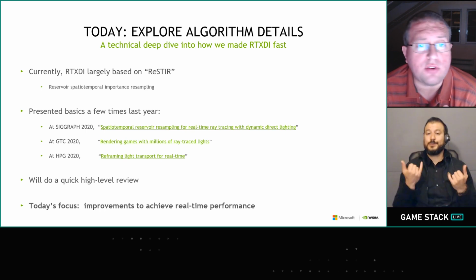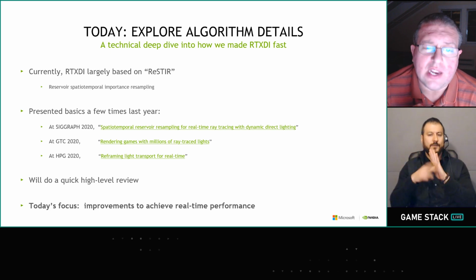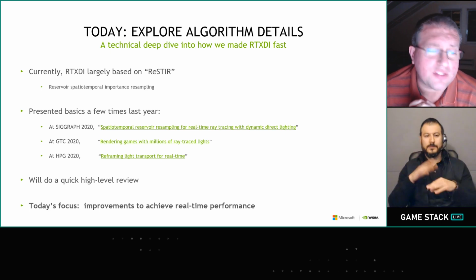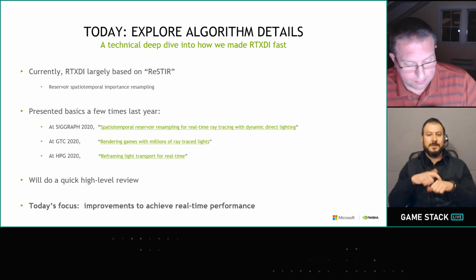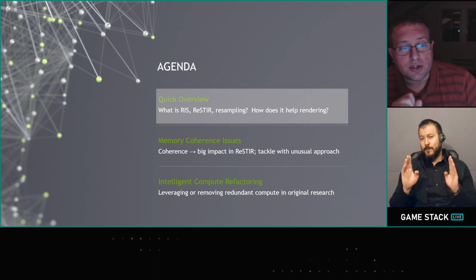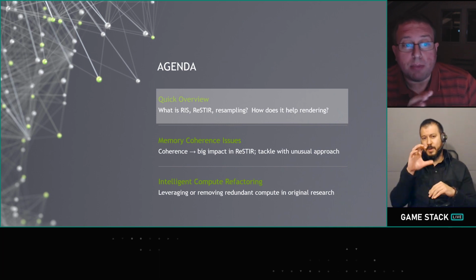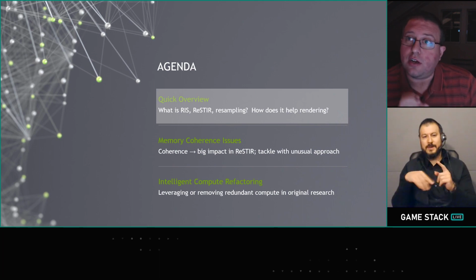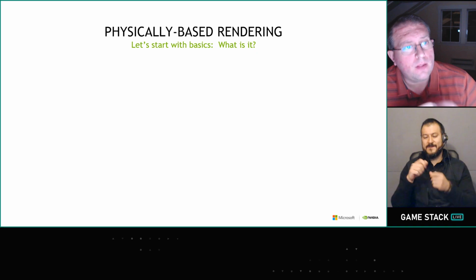What I'd like to do today is do a quick high-level review for those of you who may not be familiar with ReSTIR, but what I really want to focus on is the improvements that we've made since then to achieve real-time performance. So again, I'm going to do an overview. I'm going to talk about memory coherence issues, which were a big performance issue that we had to address, and then I'm going to talk about intelligently refactoring the code.